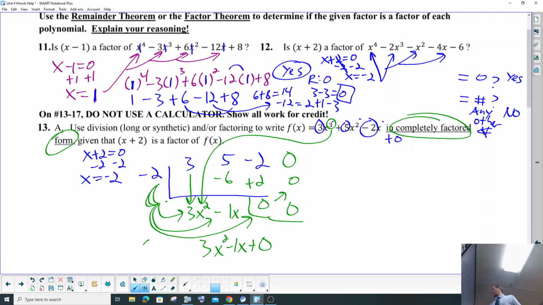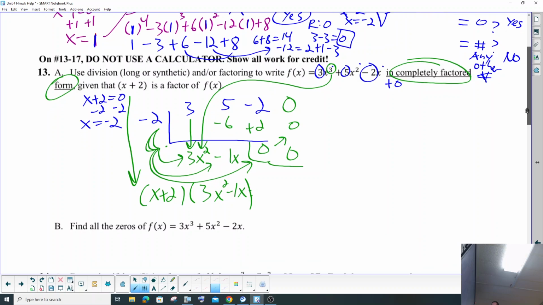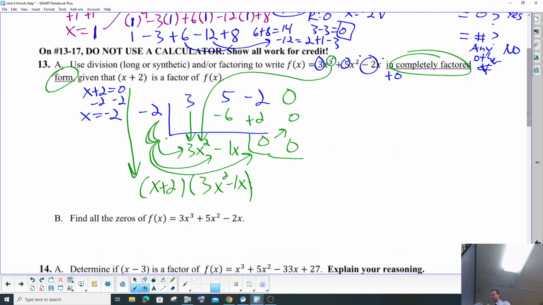So that means we have another factor, x plus 2, that we bring down, our original one. And then I feel like this can probably factor more, right? Don't need that 0. So that can probably factor more is what we need to do there. So how do we factor that more? Let's take a look how we factor that more.